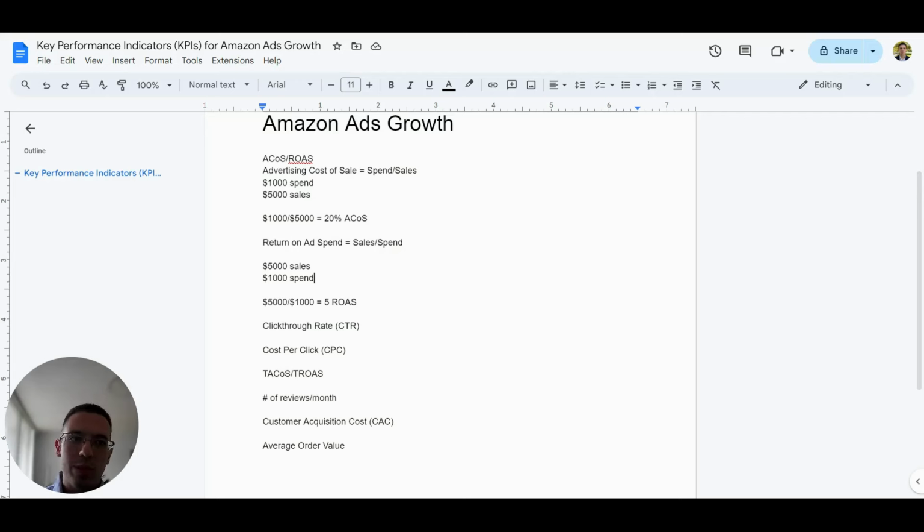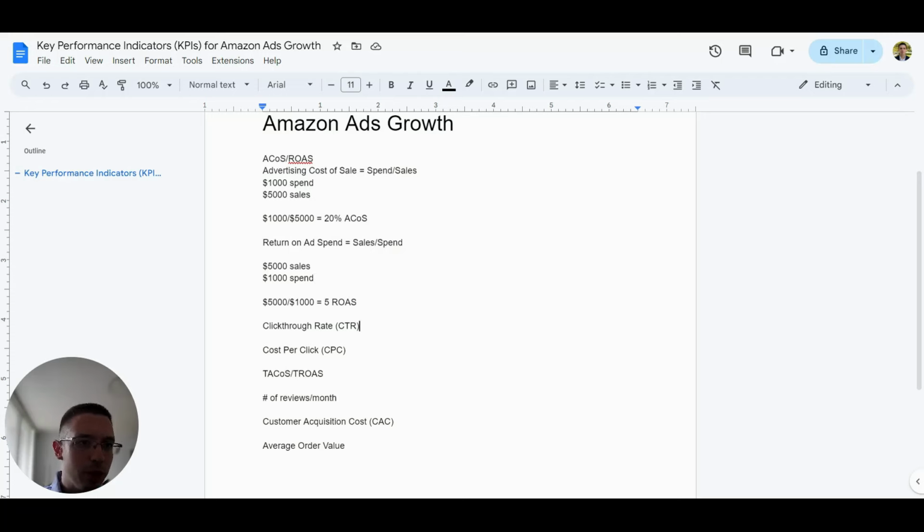Their ROAS is 10+. But they're not hitting that middle and top of funnel. They're really only retargeting people that are familiar with their brand. They have a great ROAS, but they're not getting any new customers. They're not getting any new sales. So that's the first one, which is fairly basic.